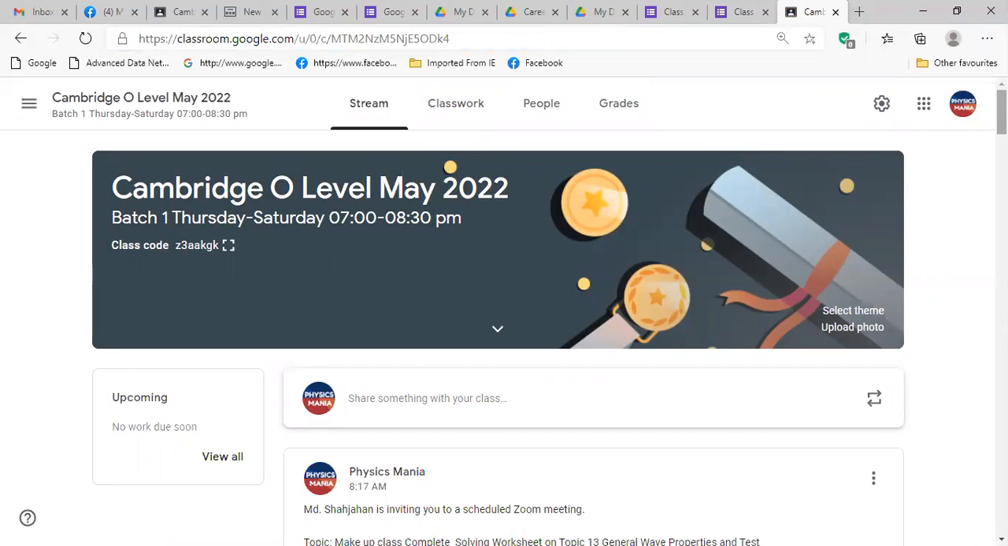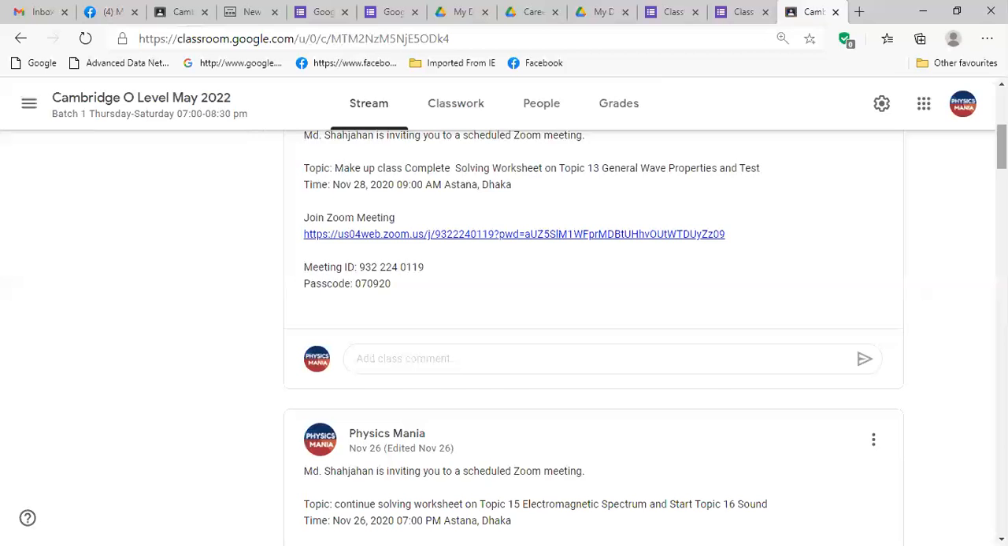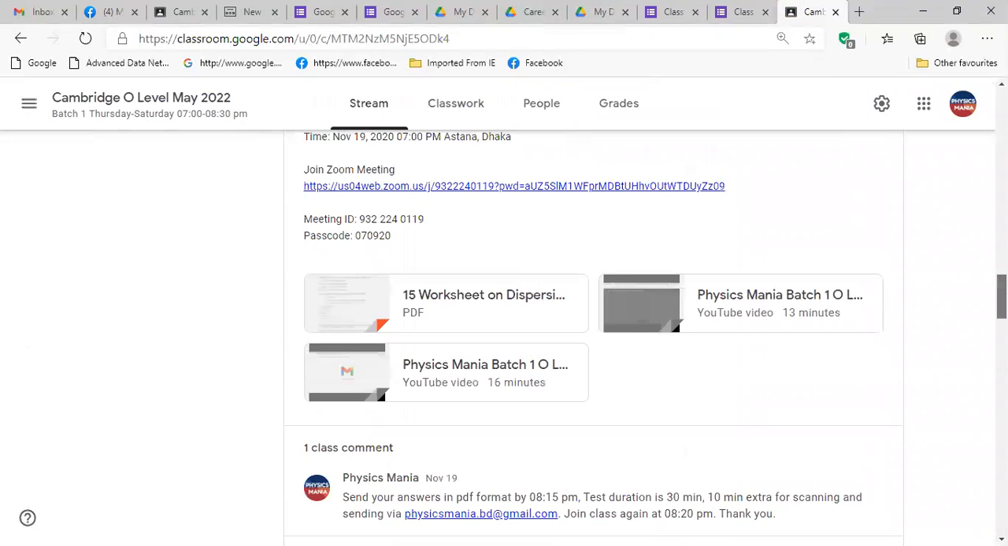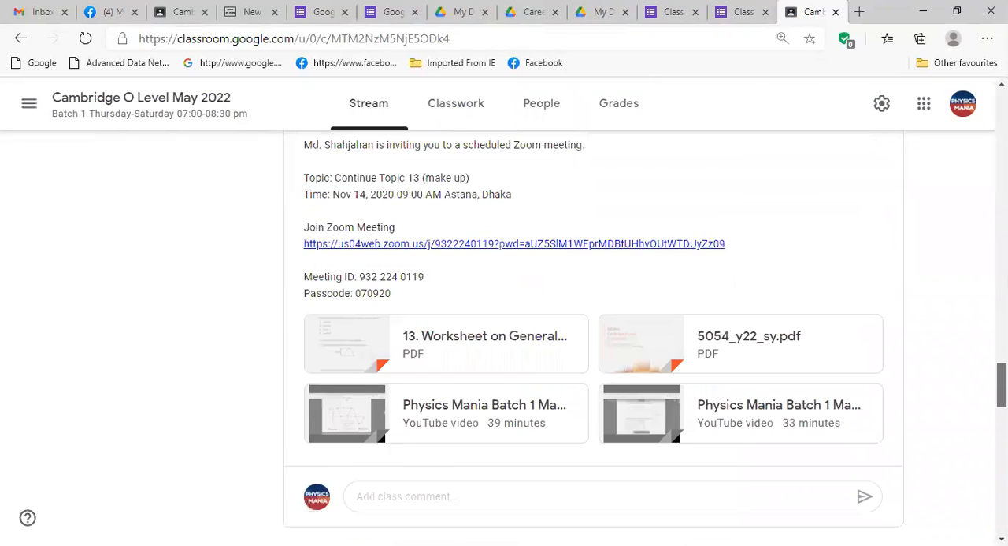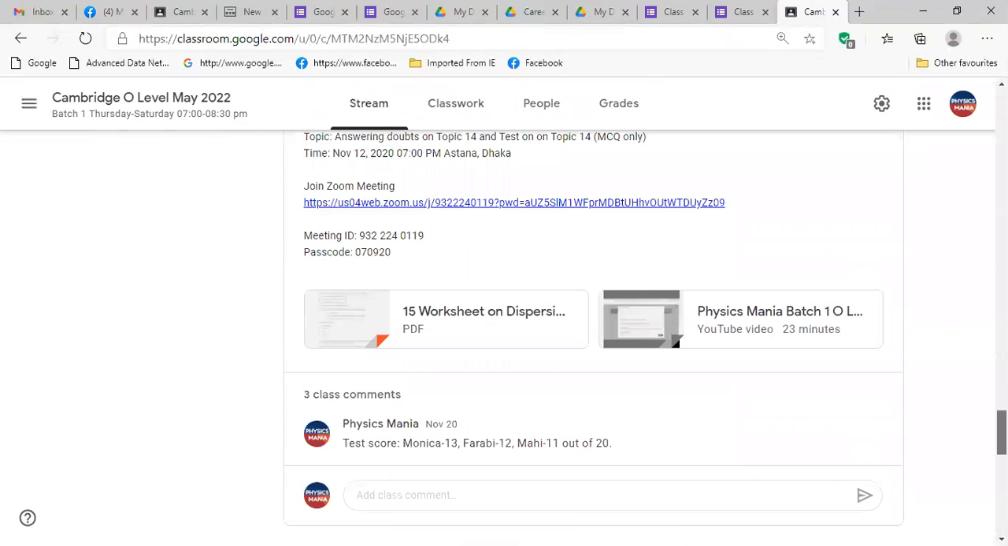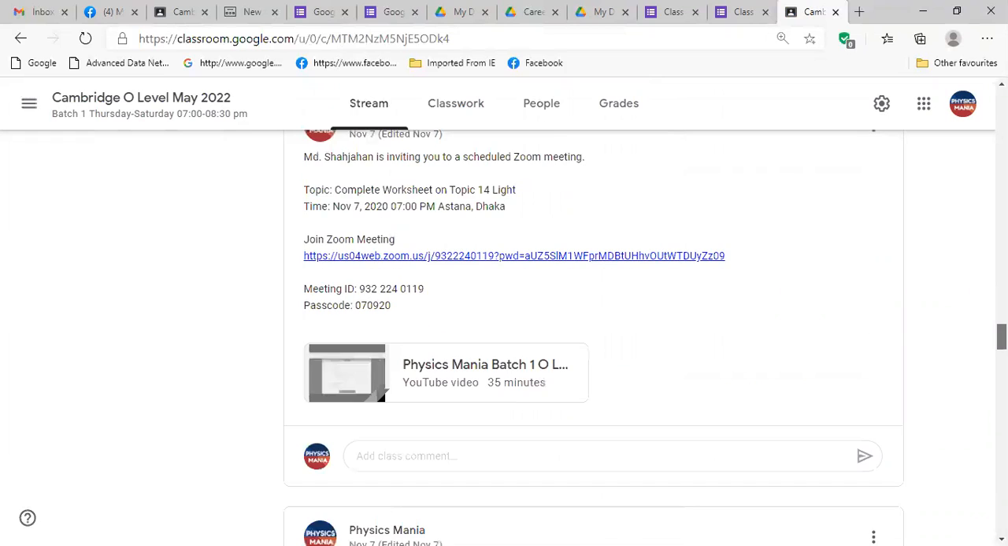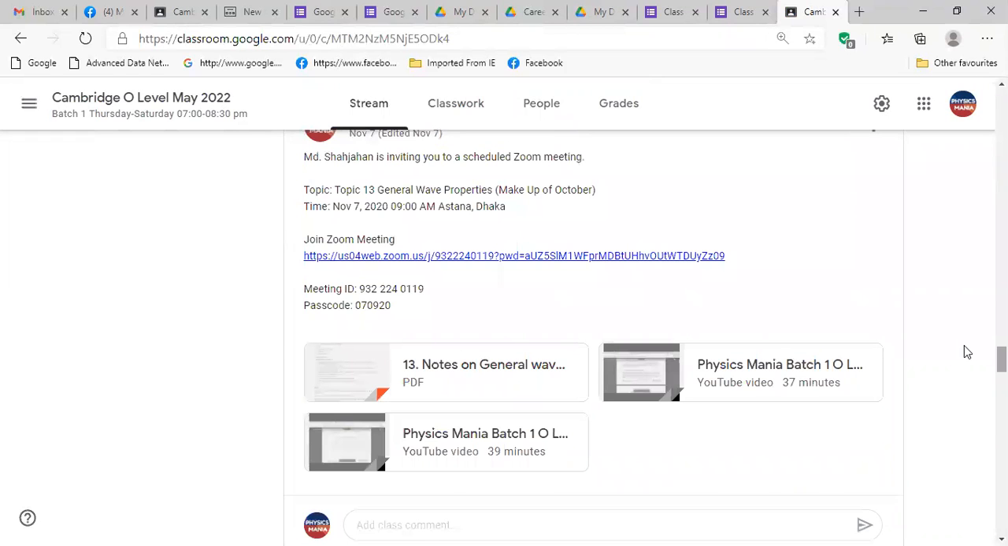You see, in our reflection of waves, this is the worksheet, and we also have notes, right? Notes on general wave properties. Yes, this one.